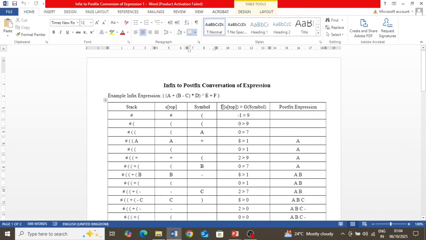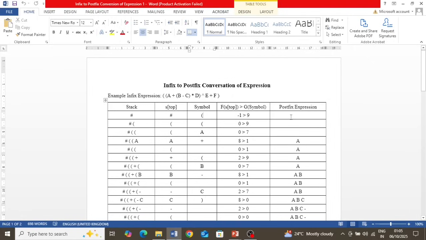Then we have the column where we compare the precedence value of the top and the precedence value of the infix symbol received from the input infix expression. Both we are comparing, and we write the values. Whichever of the three steps is satisfied, based on that, either we move the element from the top to the postfix, or we move the symbol to the stack body, or we ignore it.